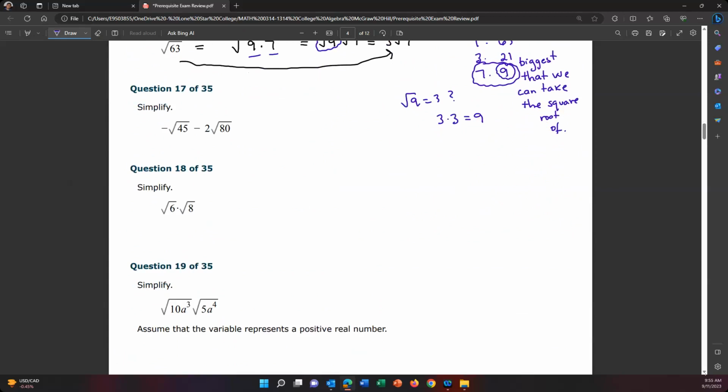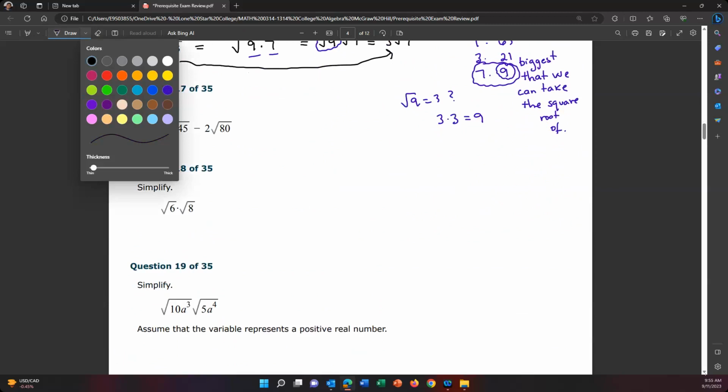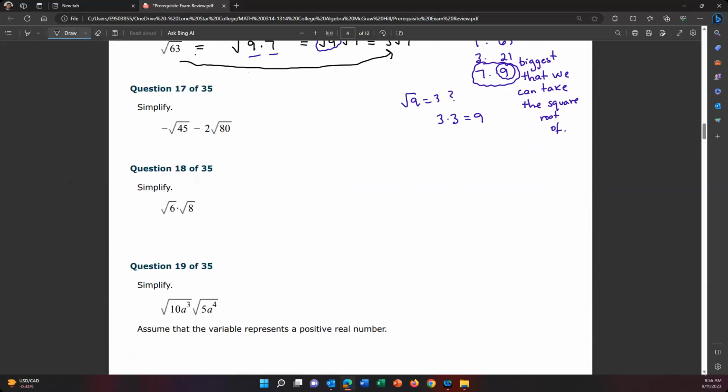Okay, so let's take care of all these radical business here. Go back to the same color ink that I had before. All right, so they want us to simplify this. So they want us to combine like terms. We can't really do that if we don't have like radicals. So check this out. I'm going to say the square root of 45, and I'm going to break up 45 because I want to be able to take a square root of one of its factors. So what are all the factors of 45?